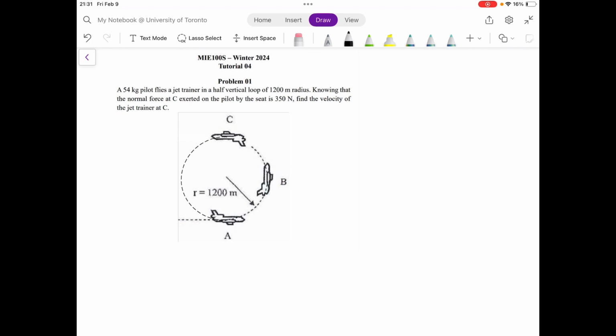Apparently, it is curvilinear motion. What we have is the mass of the pilot, which is 54 kilograms, and also the radius is equal to 1200 meters, and also the acceleration in the tangential direction is constant. Let's do the free body diagram of the pilot.